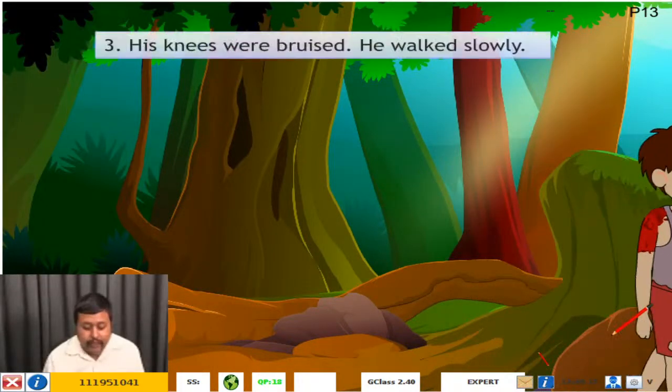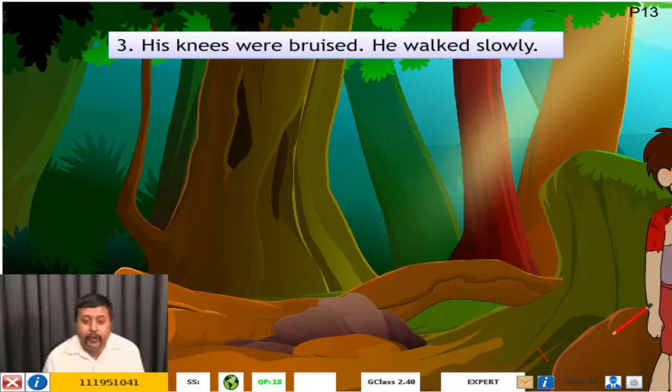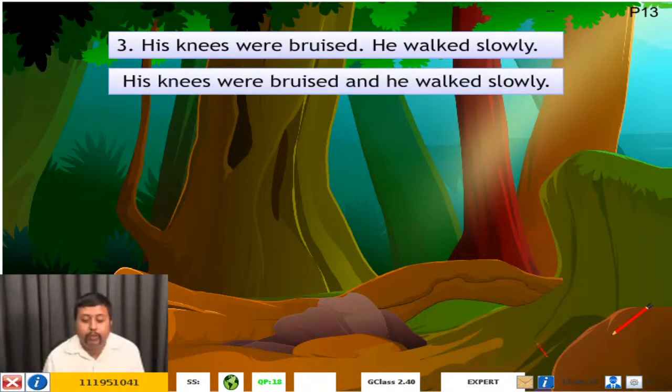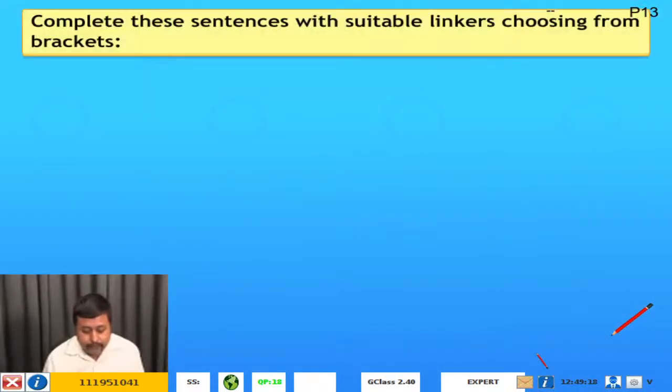So we saw him walking. His knees were bruised and he walked slowly. So what happened to him? His knees were bruised and he walked slowly. So the linker that was used here is what? It's and. Very good. Now complete the sentences with suitable linkers choosing from the brackets.